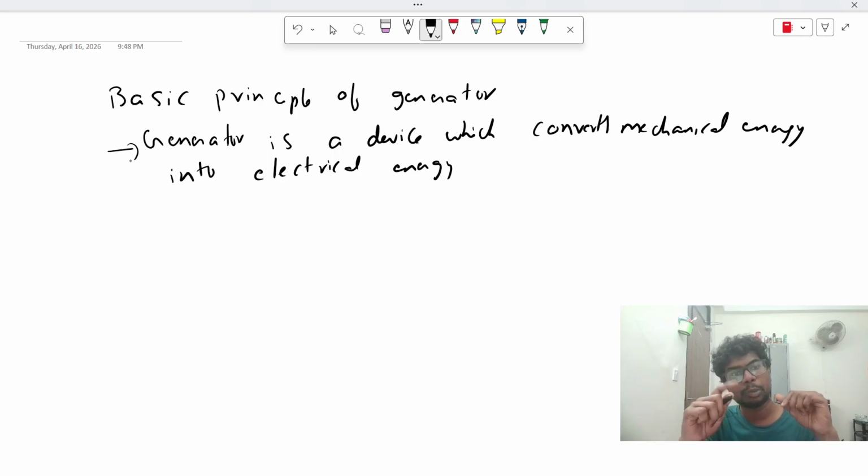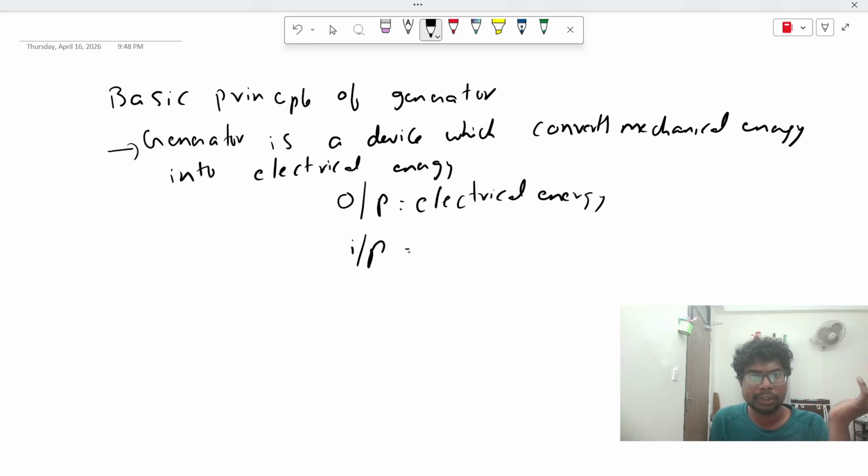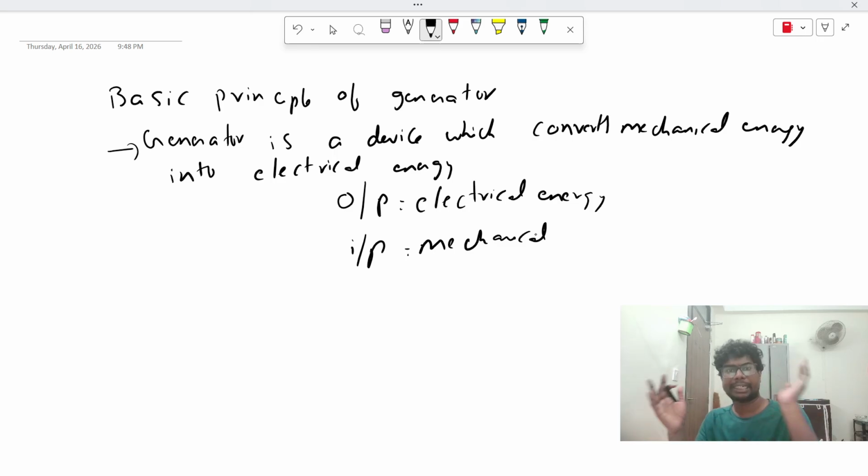What output are you getting? Output means what you are seeing. From the generator, you are getting electrical energy. Now you understand, output is electrical energy. So what will be the input? Input is mechanical. Don't learn by heart. Mechanical to electrical.